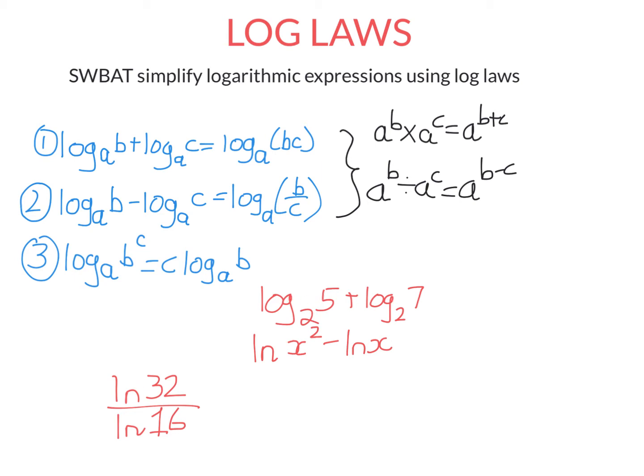So let's look at this first one here. So we've got two logs of the same base, base 2. So all we do to combine them into one log is we keep the same base and we multiply the powers. 5 times 7, 35, and we're done.